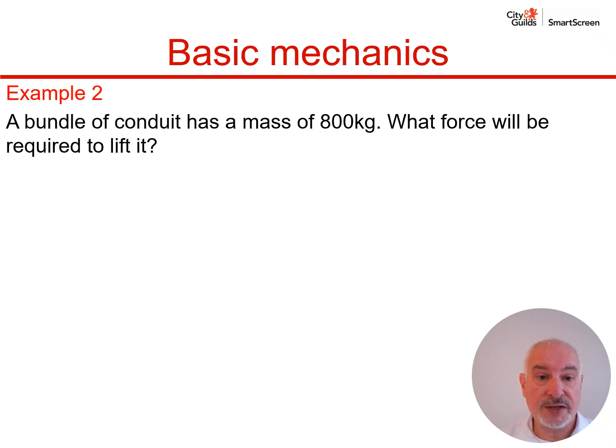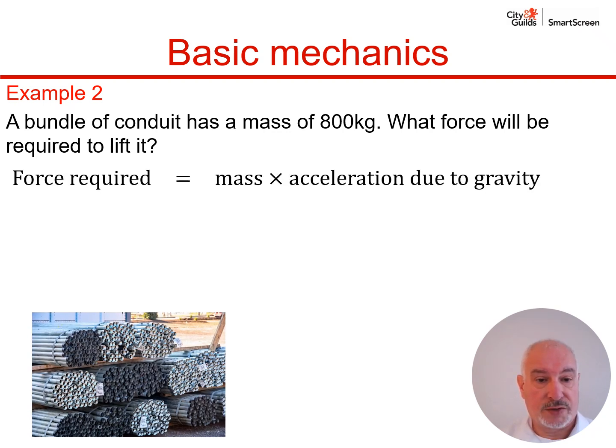So lastly, in this video, we're going to do a calculation here. Here's the question. A bundle of conduit has a mass of 800 kilograms. What force will be required to lift it? So the force required will be the mass times the acceleration due to gravity. Now we can write this down as a formula, and this is another formula that you need to learn. F equals ma. Force equals mass times acceleration.